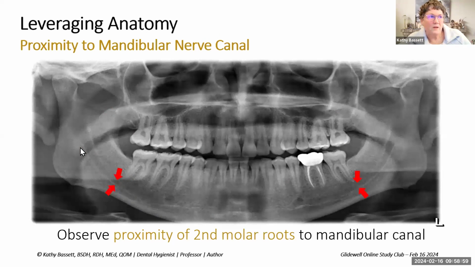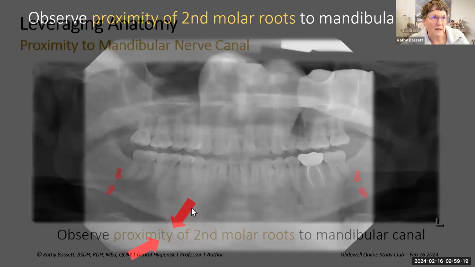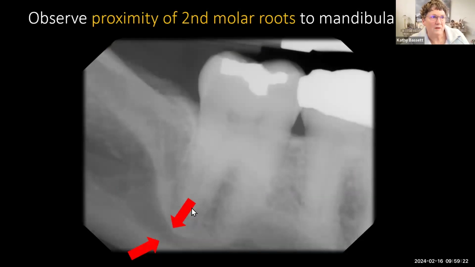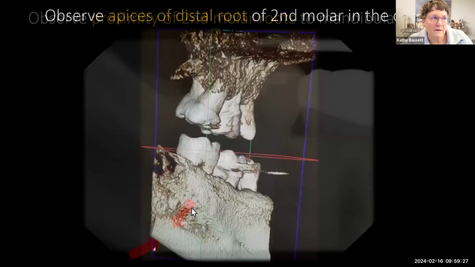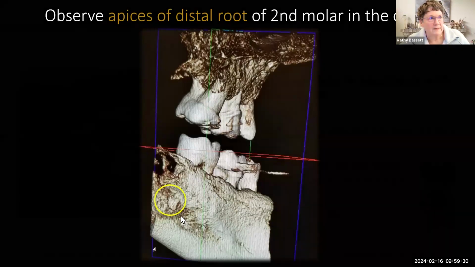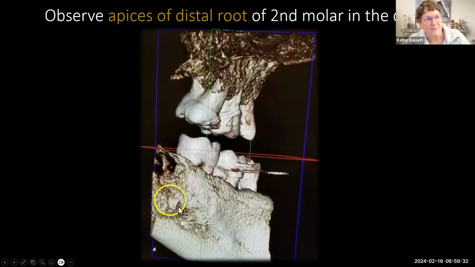On these images, I want you to just look for the proximity of the roots of the molars to the inferior alveolar canal. So on both sides, here's our canal. And right there, look how close it is here versus the distance here. On these next images, just observe for a moment the proximity between the roots of the second molar in particular and the canal. Look how close that is. In this one, you can actually see the apex into the canal.